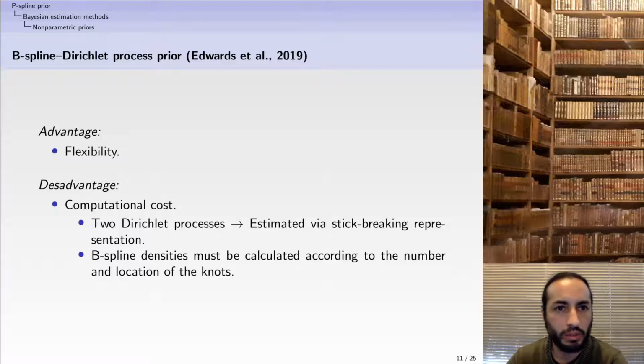However, this method is computationally expensive. This is mainly due to the approximation of the two Dirichlet processes, which need to be estimated at each iteration. In addition, the B-spline densities have to be recalculated if the number or the location of the knots change.